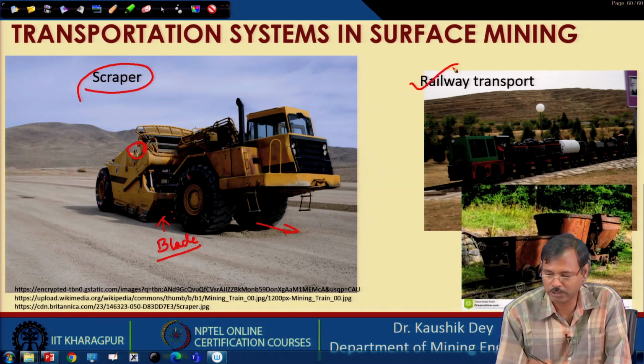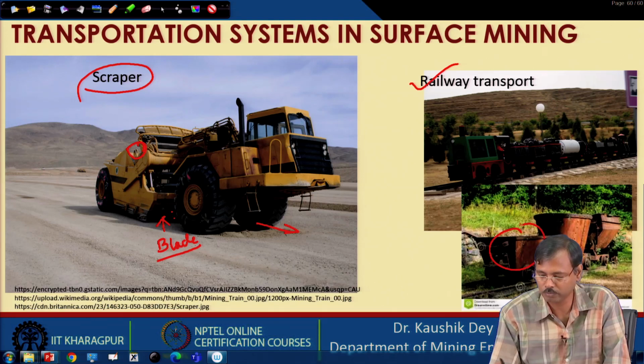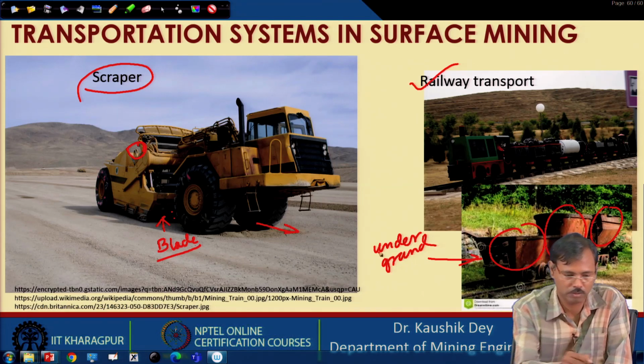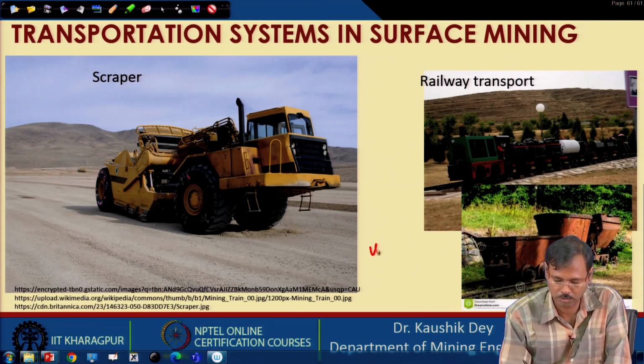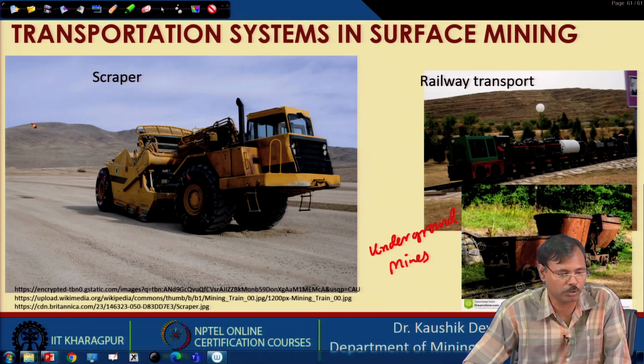This is the railway tub transportation system. This was very common earlier. These are small tubs, and different types of tubs are shown here. These small tubs were utilized for transferring the material, and nowadays this method is popular in underground mines, but in surface mines these are replaced with the dump truck transportation system.